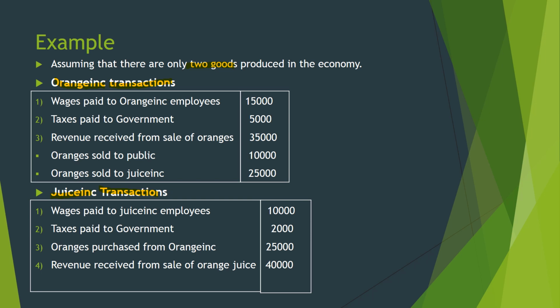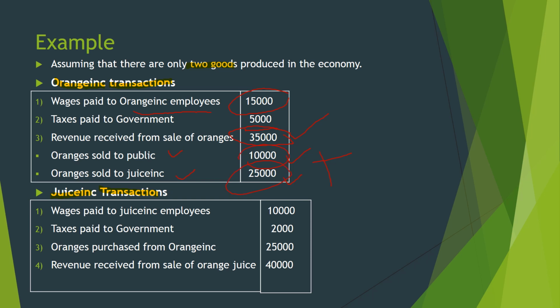Wages paid to the Orange Inc. employees are 15,000. Taxes paid to the government by the Orange Inc. company are 5,000. Revenue received from the sale of oranges is 35,000. Oranges sold to the public are 10,000. Oranges sold to the juicing company are 25,000. It means that total revenue that the Orange Inc. company receives from the sale of oranges to the public and the juicing company is 35,000, the sum of 10,000 and 25,000.